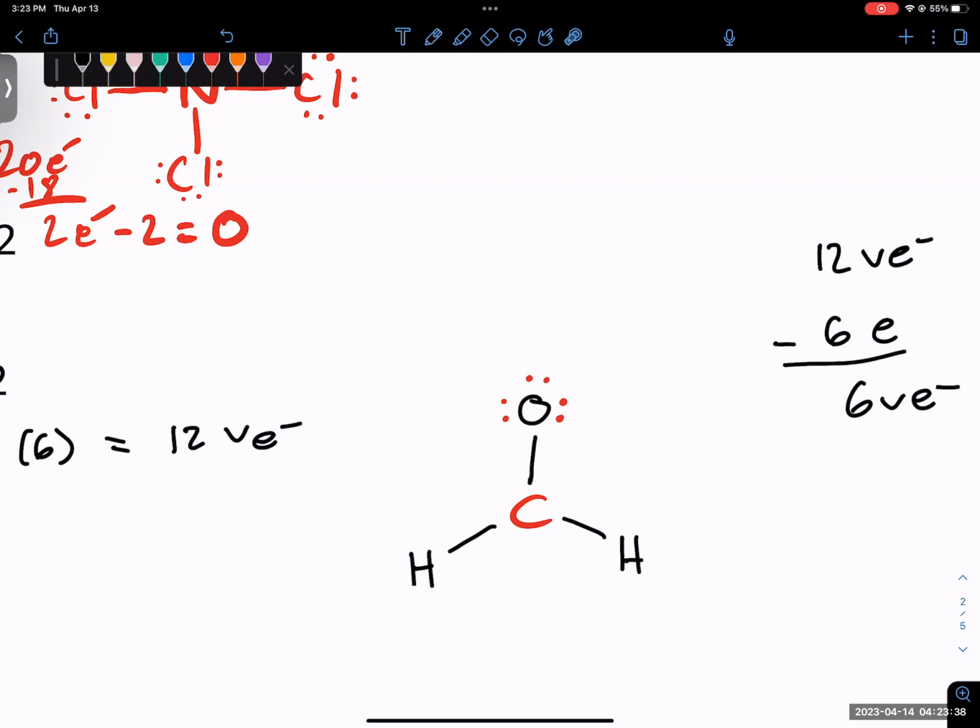Right now it's sharing 2 here, it's sharing 2 here, and it's sharing 2 here. So it has a total of 6, 2, 4, 6. So it needs how many more? Could you add a double bond to the C and O? You could, but we're not there yet.